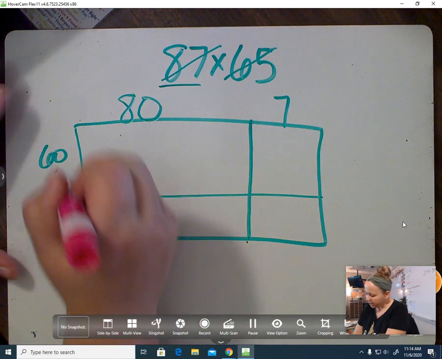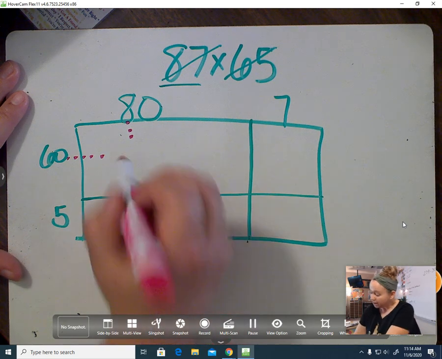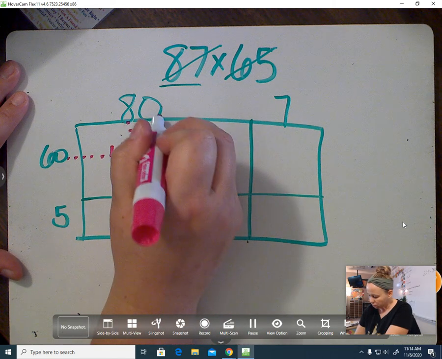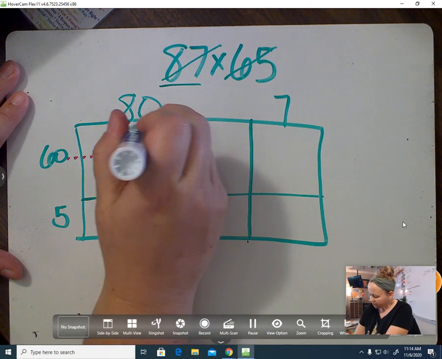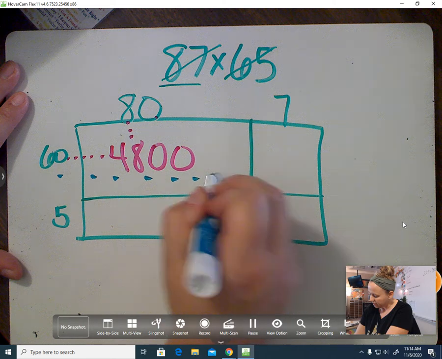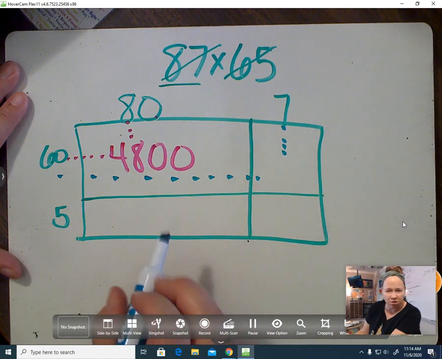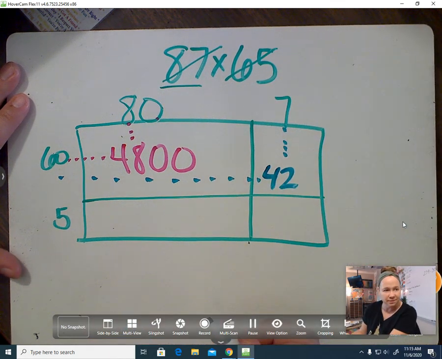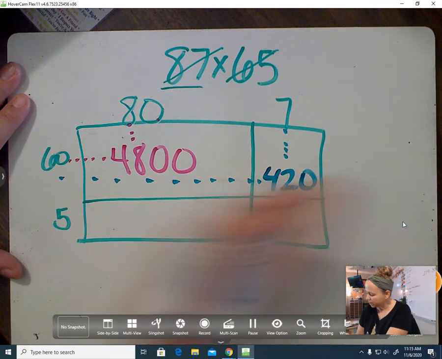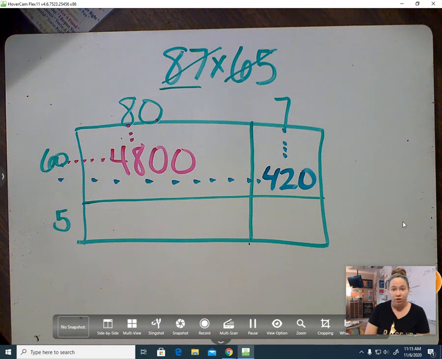All right. 60 times 80. Meet in the middle. 6 times 8 is 48. And how many placeholder zeros? 1, 2. 2 placeholder zeros. You got it. All right. We have 60 times 7. Meet in the middle. 6 times 7. Oh, that's one of those hard ones. 6 times 7 is 42. And how many placeholder zeros? 1 placeholder zero. Great, because it's over here. There's no 0 here. All right. So far, so good? Okay, let's keep going.